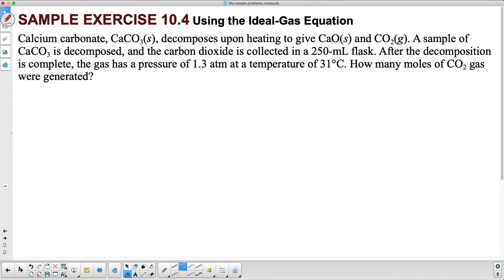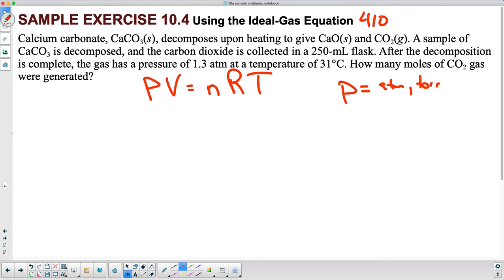Moving on. We're here at 10.4 using the ideal gas law equation. 10.4 is at the top of page 410. First thing we know about the ideal gas law equation is pressure times volume equals the number of moles times the R value, which is the gas law constant, times temperature. Now here's what we know. We know that pressure can be in atmospheres, it can be in torr, it can be in kPa.